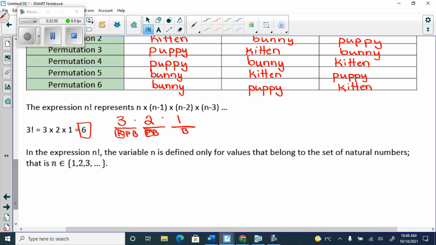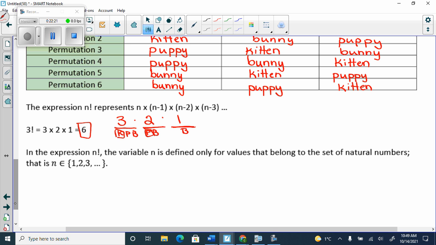So here it says in the expression n factorial, the variable n is defined only for values that belong to the set of natural numbers. So you have to go from a number down to 1. I call it rocket counting. If you can rocket count the numbers to 1, you can use factorial. So if I go like 5, 4, 3, 2, 1, blast off, I can use 5 factorial, correct?